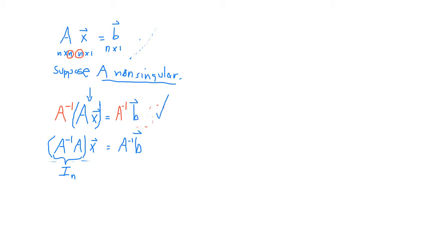So now I have I sub n times the vector x equals A inverse times the vector b, right? Well, what is the identity matrix times the vector x? What is it equal to?